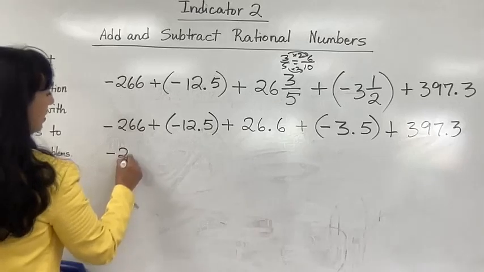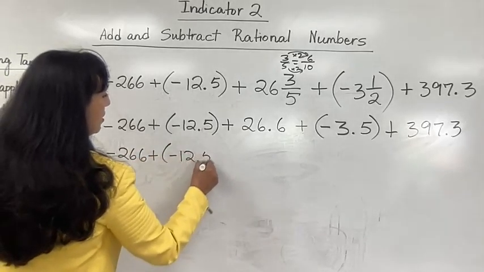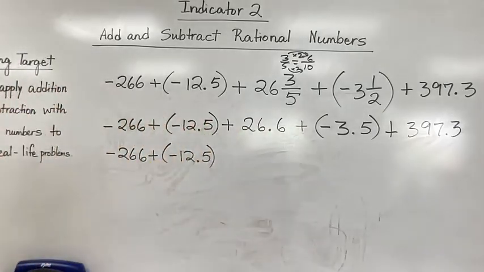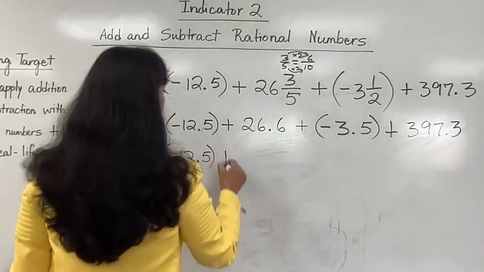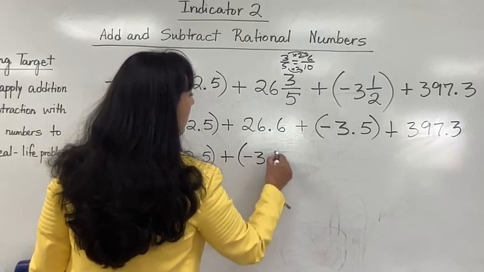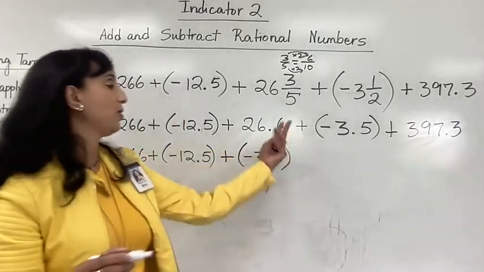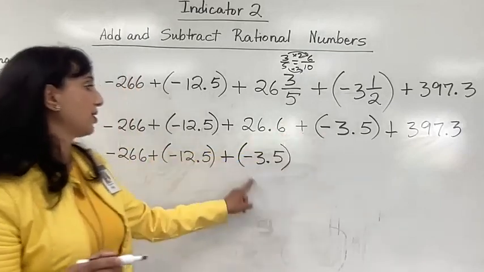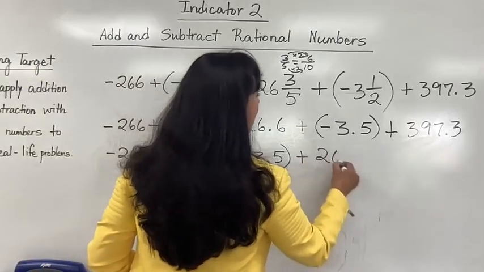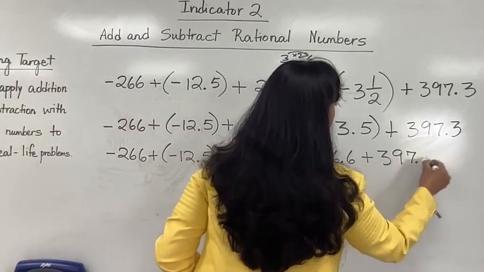I have negative 266 plus I have negative 12 and 5/10. I'm going to bring that over here, my plus negative 3 and 5/10. As you can see, I am grouping the same signs together, but for this, I had to do the commutative property to bring this next to this. Next to this. So now I do 26 and 6/10 plus 397 and 3/10.